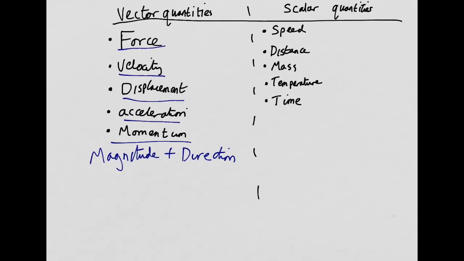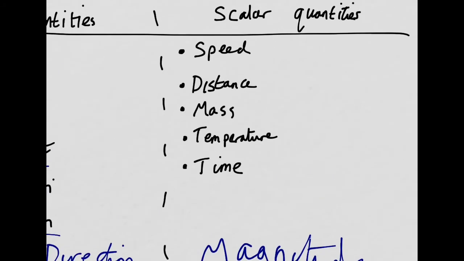Okay, so what does it mean then? Some quantities don't have a direction associated with them. Some quantities just have a magnitude. Those quantities are what we call scalar quantities. Scalar quantities are things that just have a magnitude. So speed, for example, is just a magnitude. Distance is just a magnitude. There's no direction associated with it. Mass, you couldn't associate a direction with mass, could you? So that is a scalar quantity.